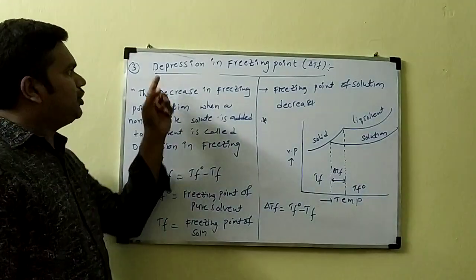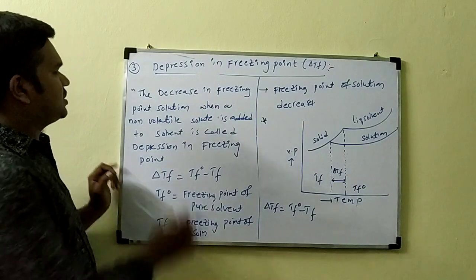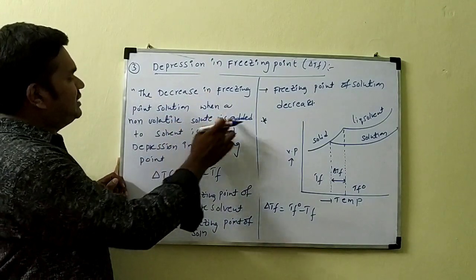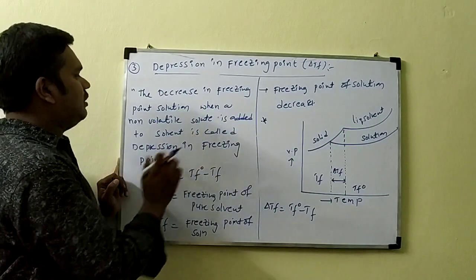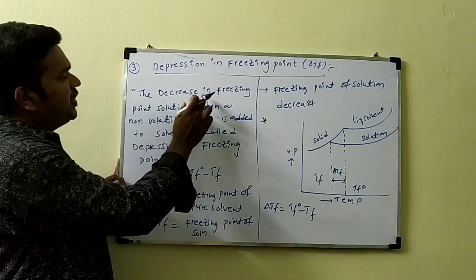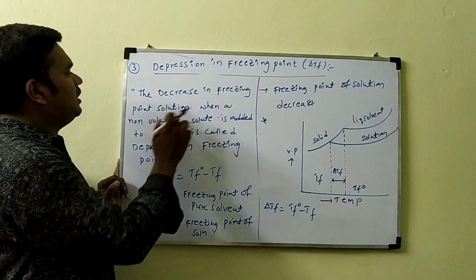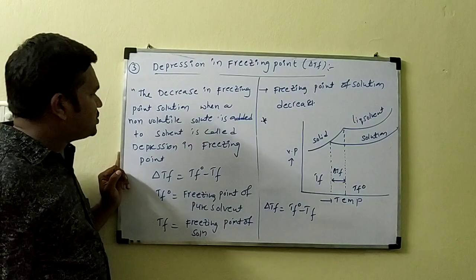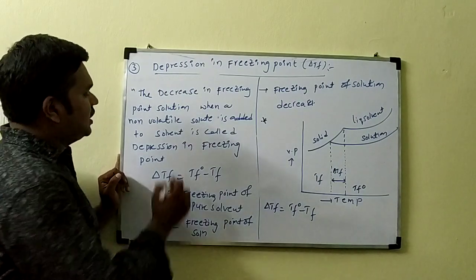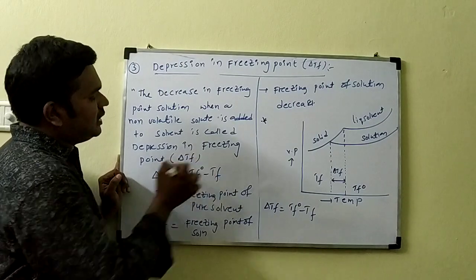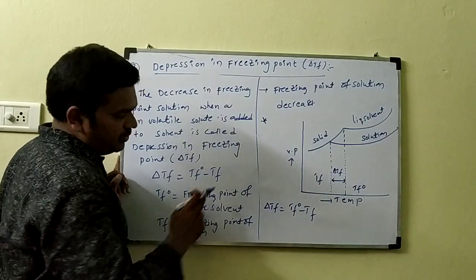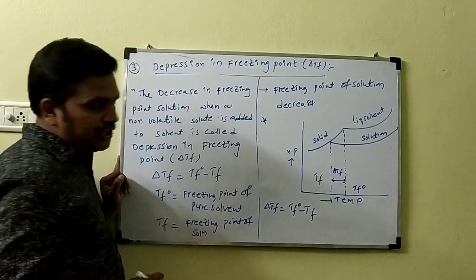Now we can see how to define depression in freezing point. The decrease in the freezing point of the solution when a non-volatile solid is added to the solvent is called depression in freezing point. It is denoted by delta Tf. Delta Tf is equal to Tf naught minus Tf. What is Tf naught? Freezing point of the pure solvent.